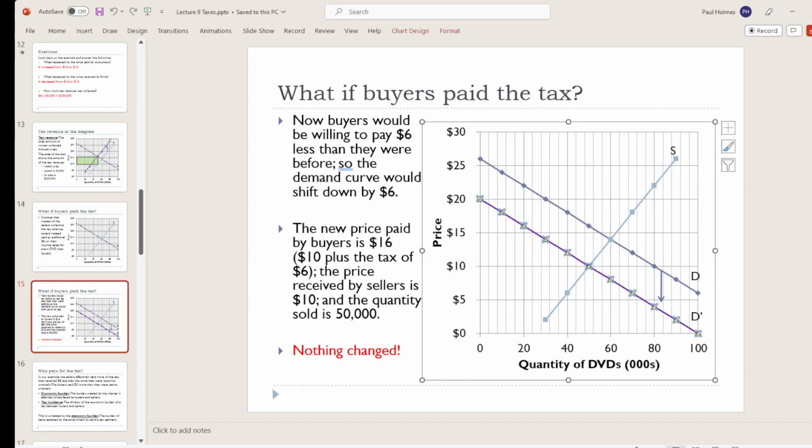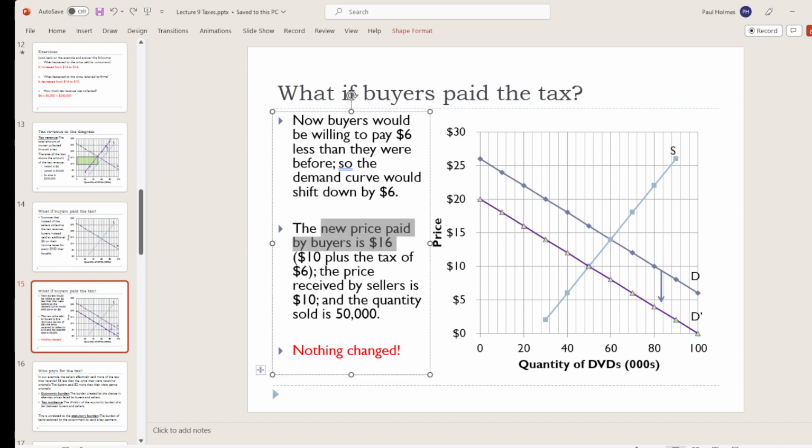So that would be right there, yeah? A price of $10. The buyers pay the sellers $10. They buy 50,000 DVDs. And eventually the total price paid by the buyers is $16: $10 to the seller plus a $6 tax to the government. And so the important observation here is that, look, nothing ended up changing.